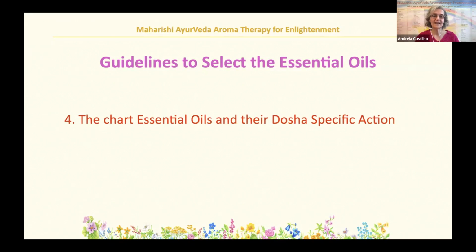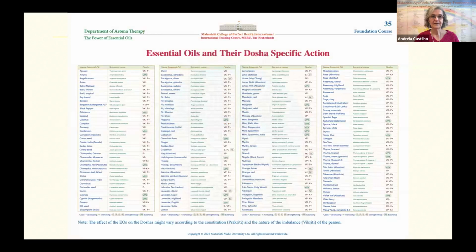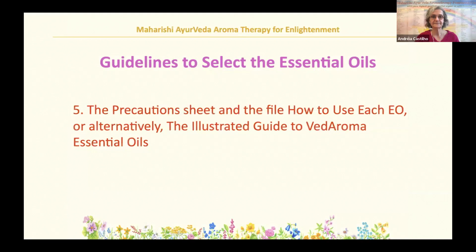Because just like anything in life, essential oils affect the doshas, vata, pitta, and kapha. Therefore, you need to know what is the dosha effect of each essential oil. And this is what that chart looks like, essential oils and their dosha specific action. And there are many different kinds of effects on the doshas, and you will see an example later on.